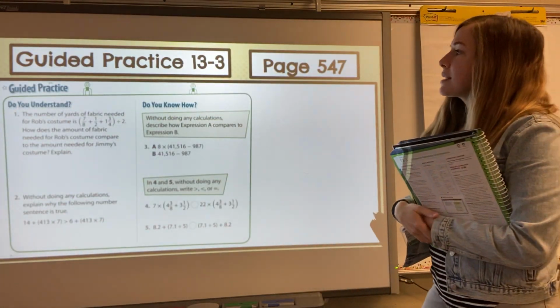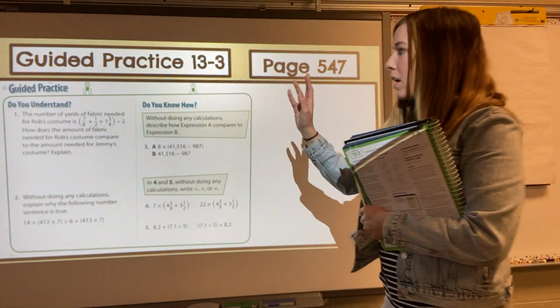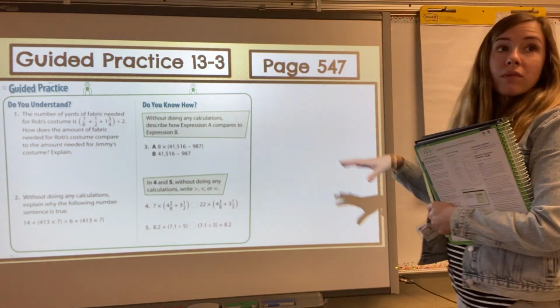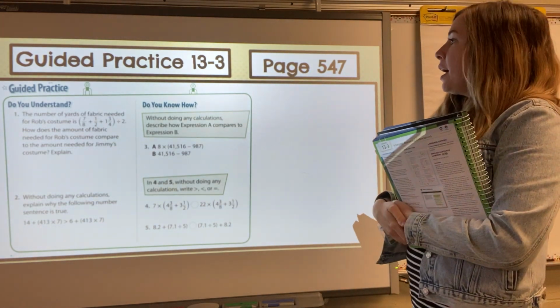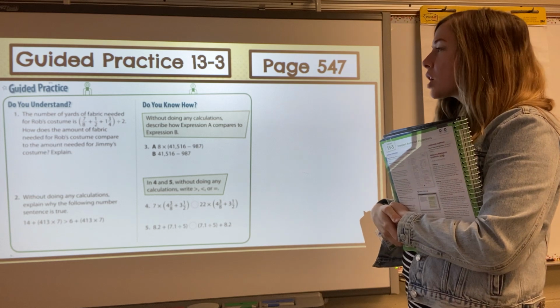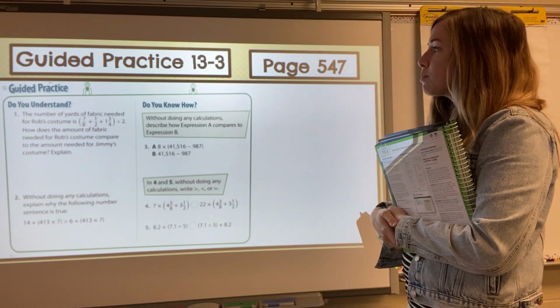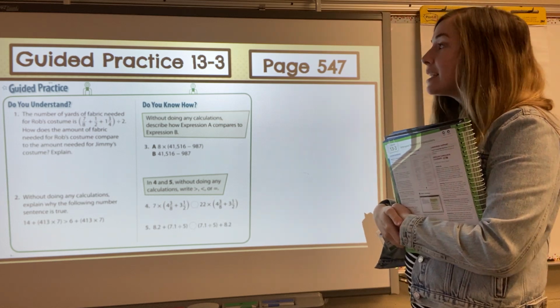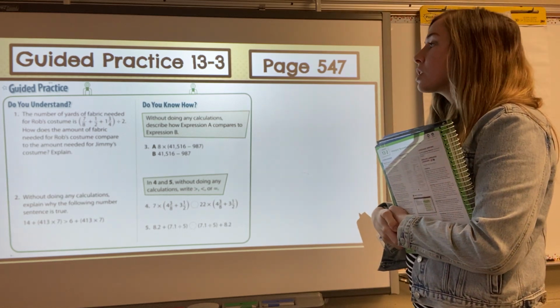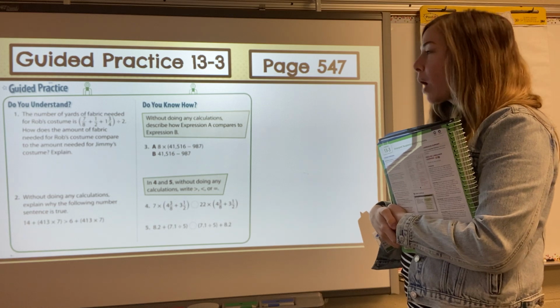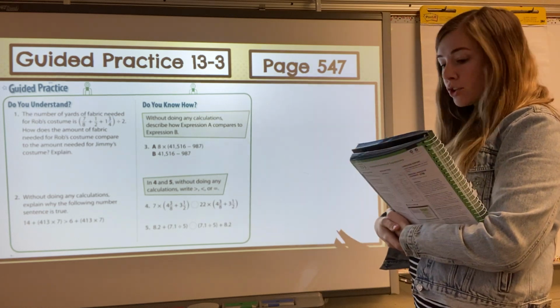Okay. So let's go ahead and take a peek at one of our do you understands, and then we'll do a couple over on the other side. Okay, so the number of yards of fabric needed for Rob's costume is 7/8 plus 1/2 plus 1 3/4 divided by 2. How does the amount needed for Rob's costume compare to the amount needed for Jimmy's costume?